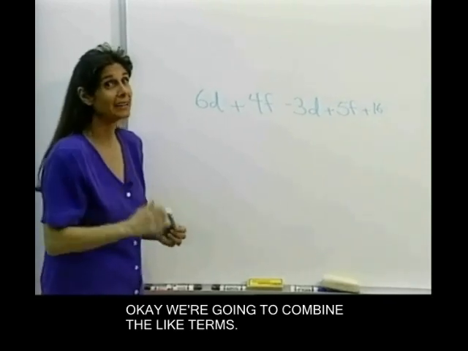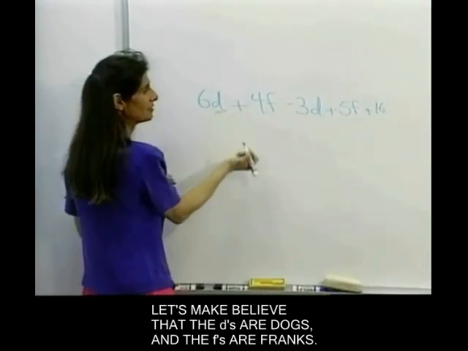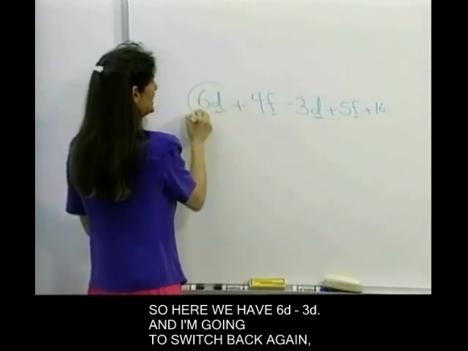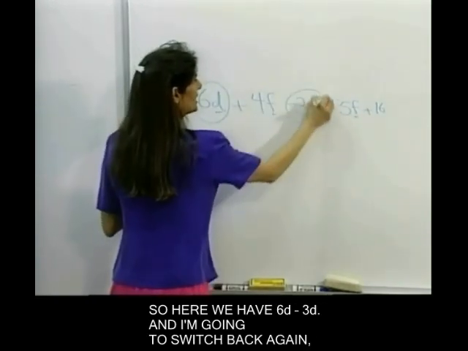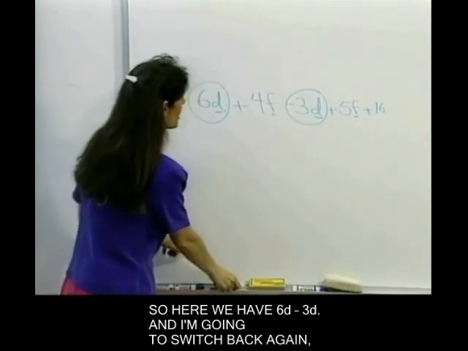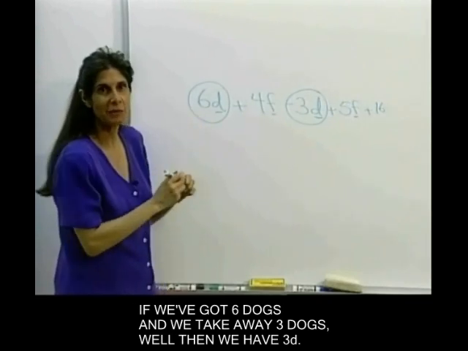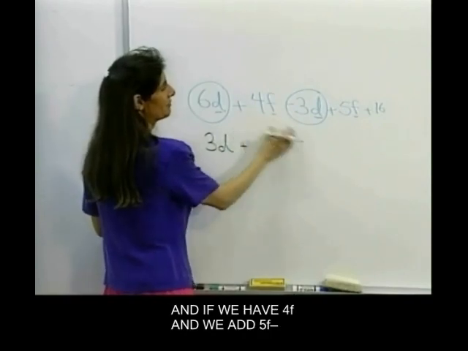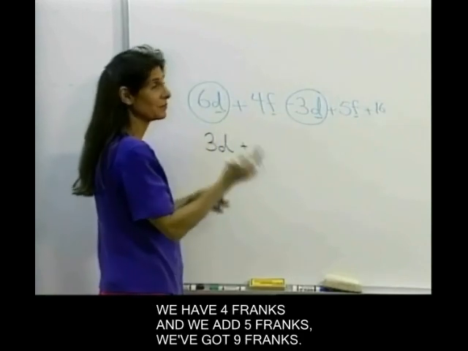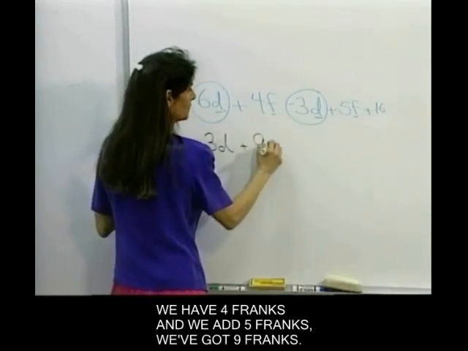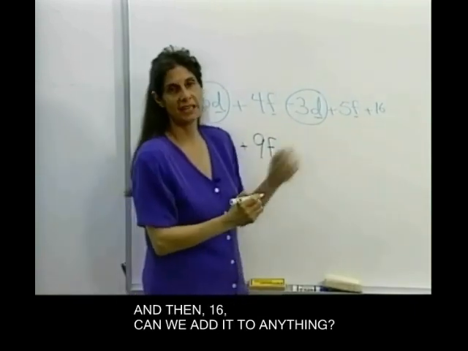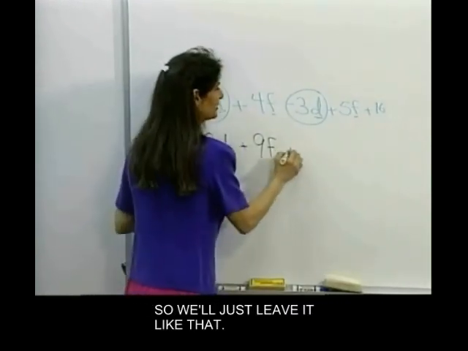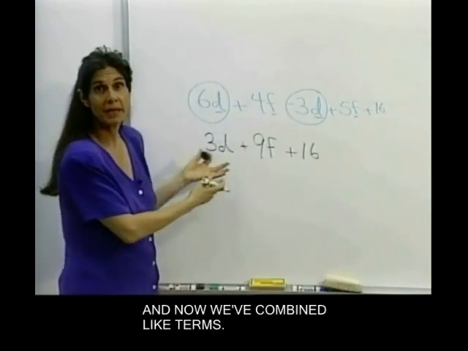Okay, we're going to combine the like terms. Let's make believe that the D's are dogs and the F's are francs. So here we have 6D minus 3D. If we've got 6 dogs and we take away 3 dogs, well then we have 3D. And if we have 4F and we add 5F, if we have 4 francs and we add 5 francs, we've got 9 francs. And then 16, can we add it to anything? No. It just kind of stands by itself. So we'll just leave it like that. And now we've combined like terms.